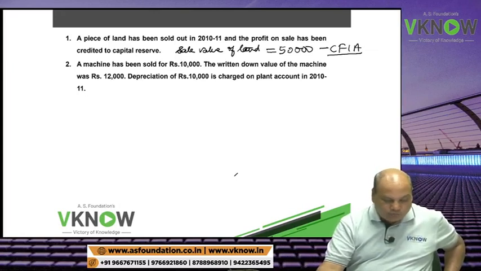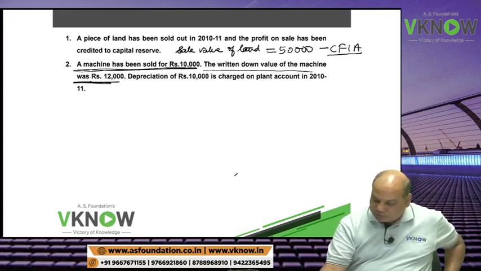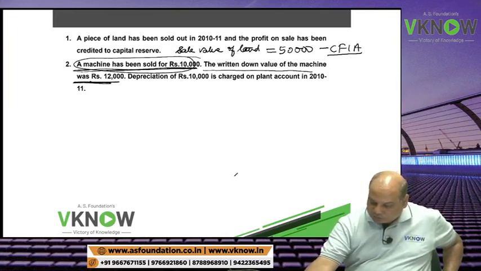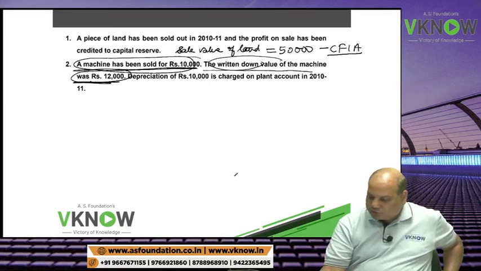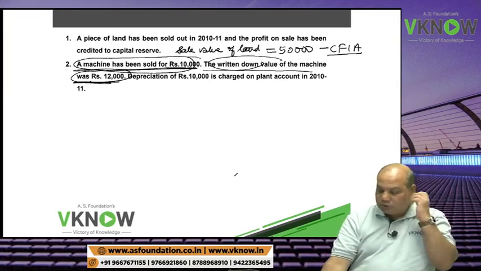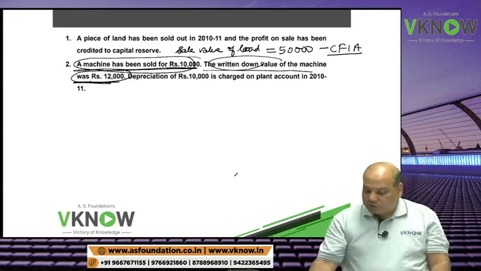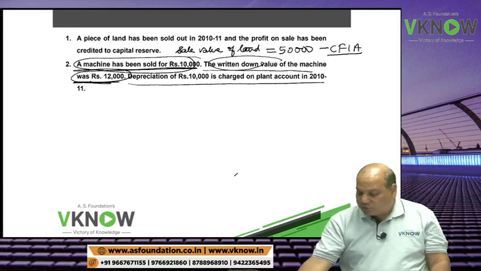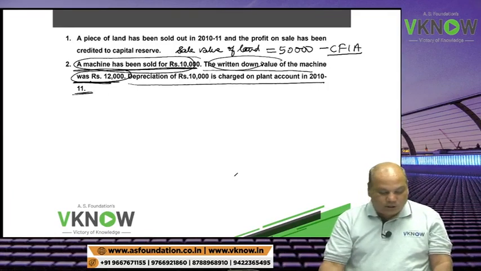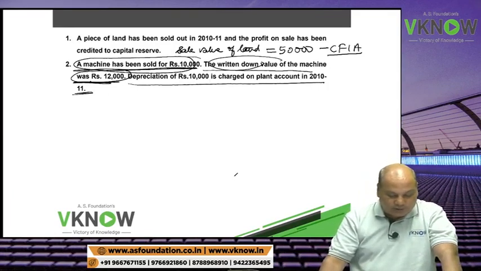Point number 2, a machine has been sold for rupees 10,000. The WDV of the machine was 12,000. Sale value 10,000, WDV 12,000. So what is the loss? The loss is 2,000 rupees. Depreciation of rupees 10,000 is charged in plant account in 2010-11.